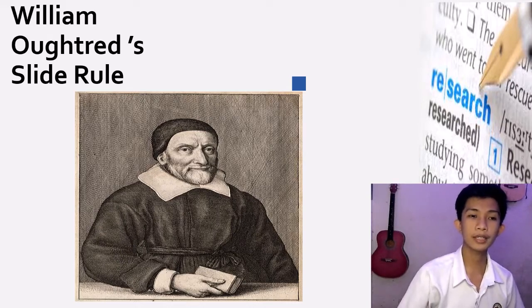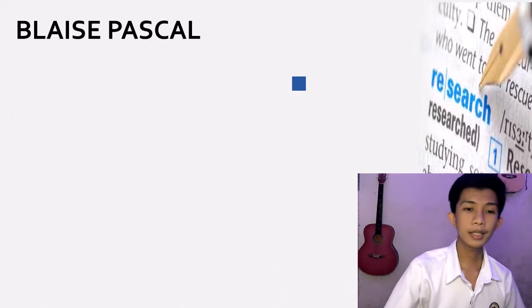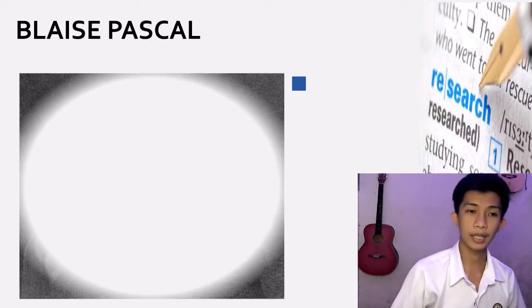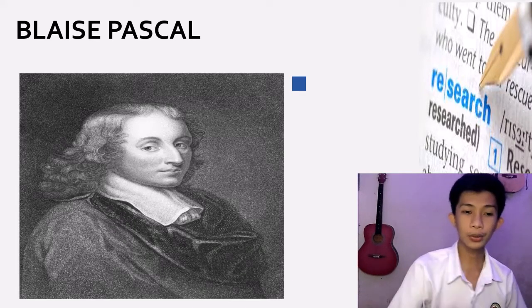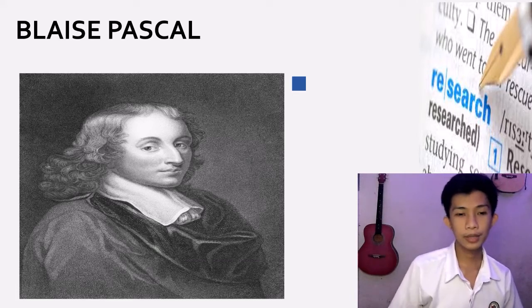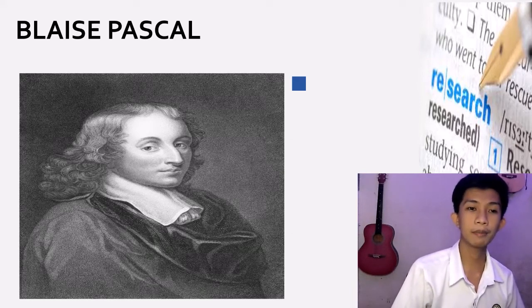The next is Blaise Pascal. As you can see, here he is, guys. Blaise Pascal, in 1642, at 19 years old, invented what we call the Pascaline, or in short, a short arithmetic machine. That is Blaise Pascal.